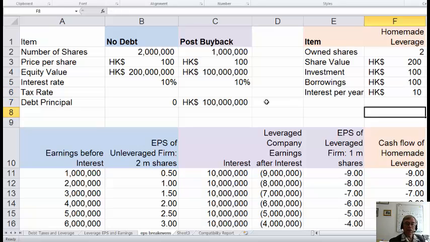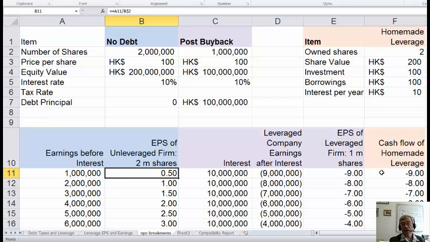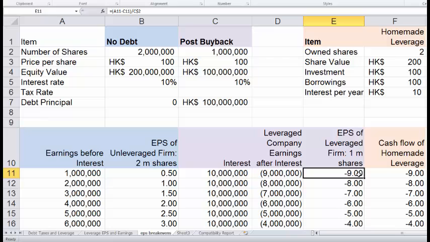What would the cash flows to the investor look like? He would have the EPS of the unleveraged firm, but remember he has 2 shares in the unleveraged firm, so he multiplies the EPS by 2, and he subtracts from that interest per year of $10. So when the EPS is 50 cents, the shareholder has a cash flow of minus $9. That's the same as the shareholder of the leveraged firm, but here it's the shareholder of the unleveraged firm.